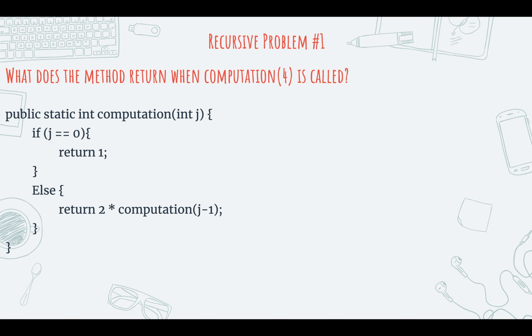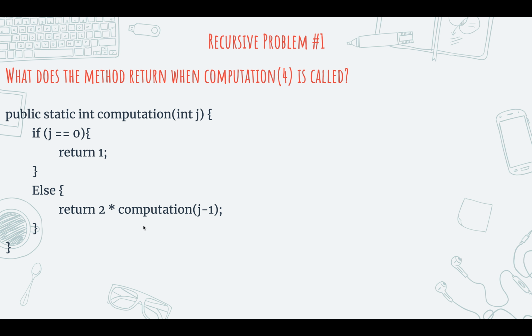So the general form is best illustrated through a recursive problem. What does the method return when computation(4) is called? Computation is the name of the method, and 4 is the argument that we're inserting into the method. As you can see, we have both our base case and our recursive case easily displayed. We can tell that this is the base case because it doesn't utilize recursion: within the if statement, it has no call to the method itself. Within the else statement, however, this is our recursive case, because although it returns an integer, it returns an integer multiplied by a call to the method itself. So it's utilizing recursion to call on itself.